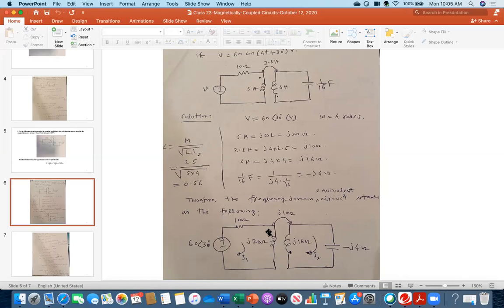For example, suppose this dot is here and this dot is there. Everybody think that this dot is here and this dot is here. Then what would happen?